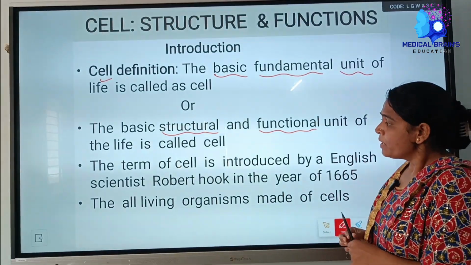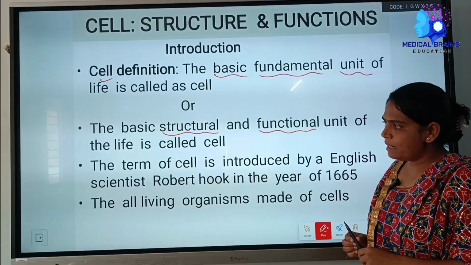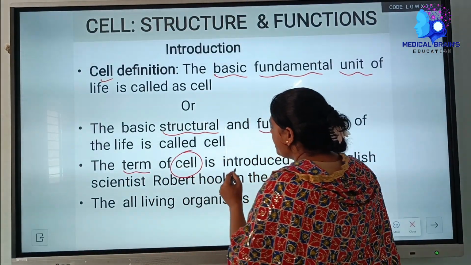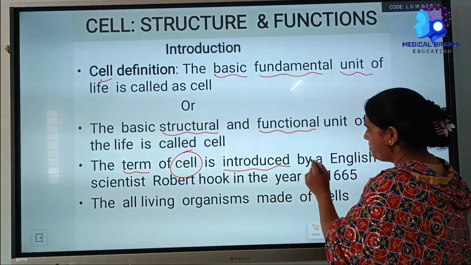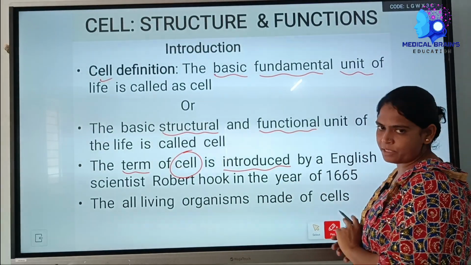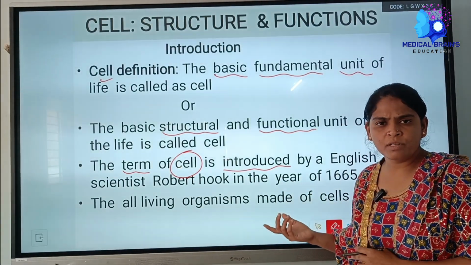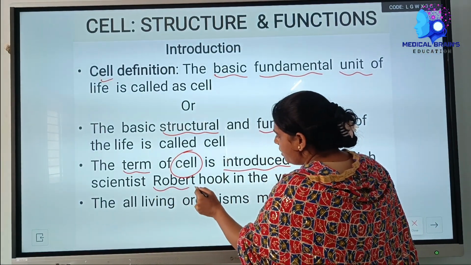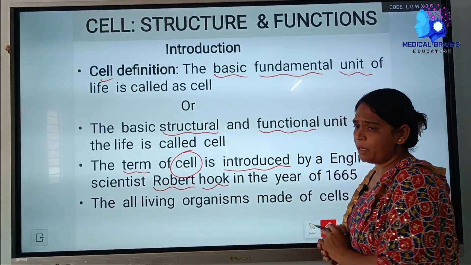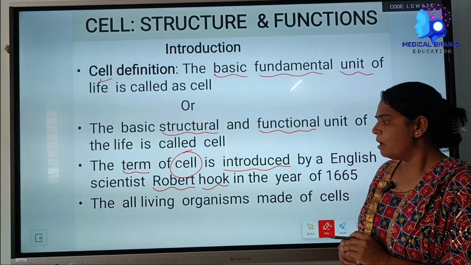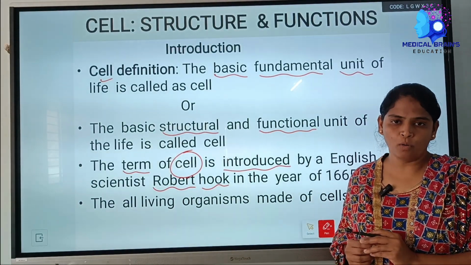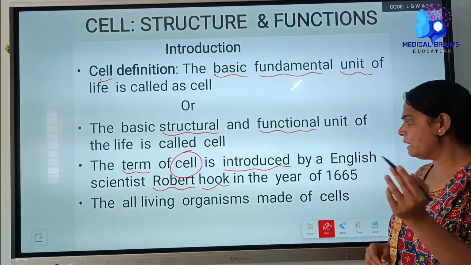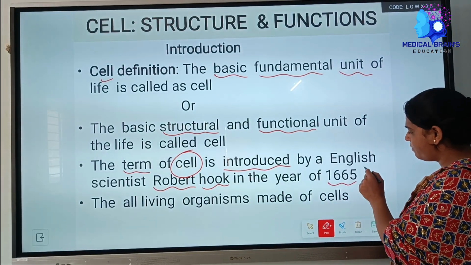Now what is the introductory part of the cell? The term cell was introduced by an English scientist. Who introduced the word cell? A very famous and very popular English scientist. His name is Robert Hooke. I repeat, Robert Hooke, in the year 1665.